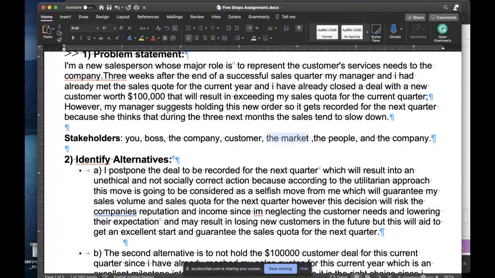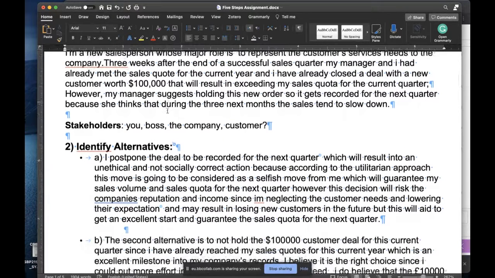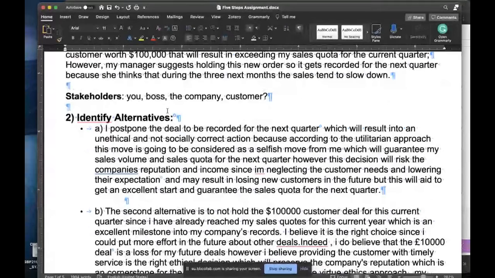Is it relevant that we have the market? Not much. Then just delete it. So we have you, the boss, the company, and the customer. And the customer, we don't know. Maybe the customer. Okay, go on. Then we also have to write the alternatives.